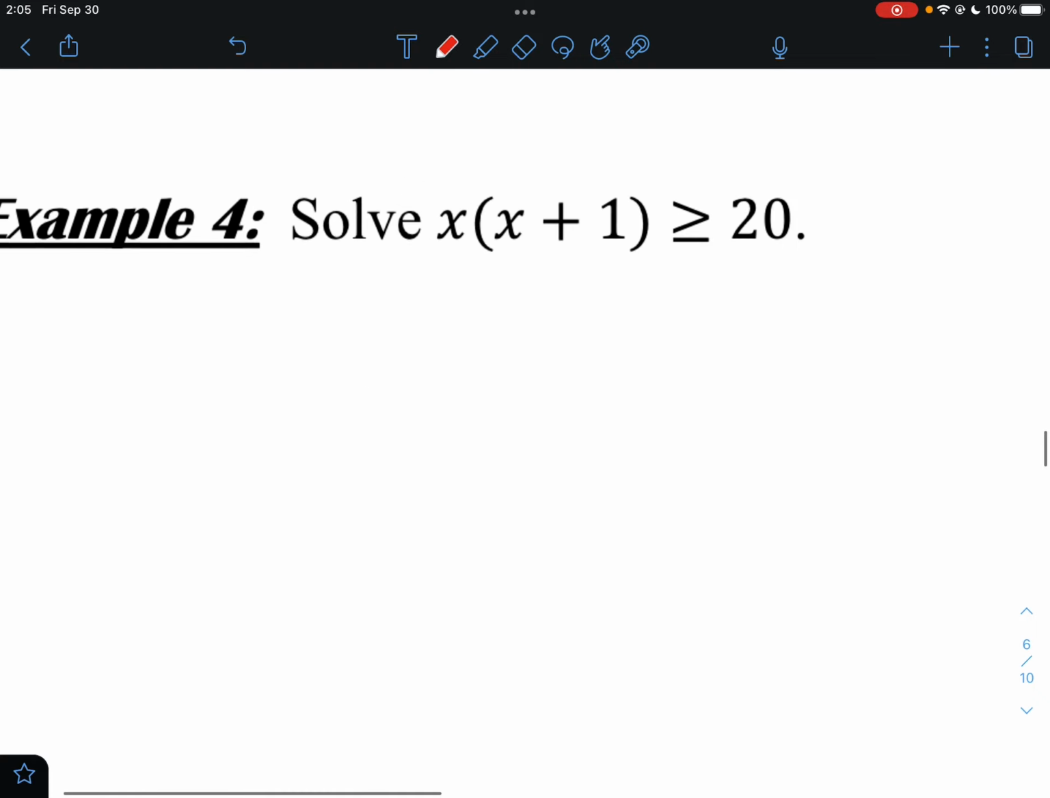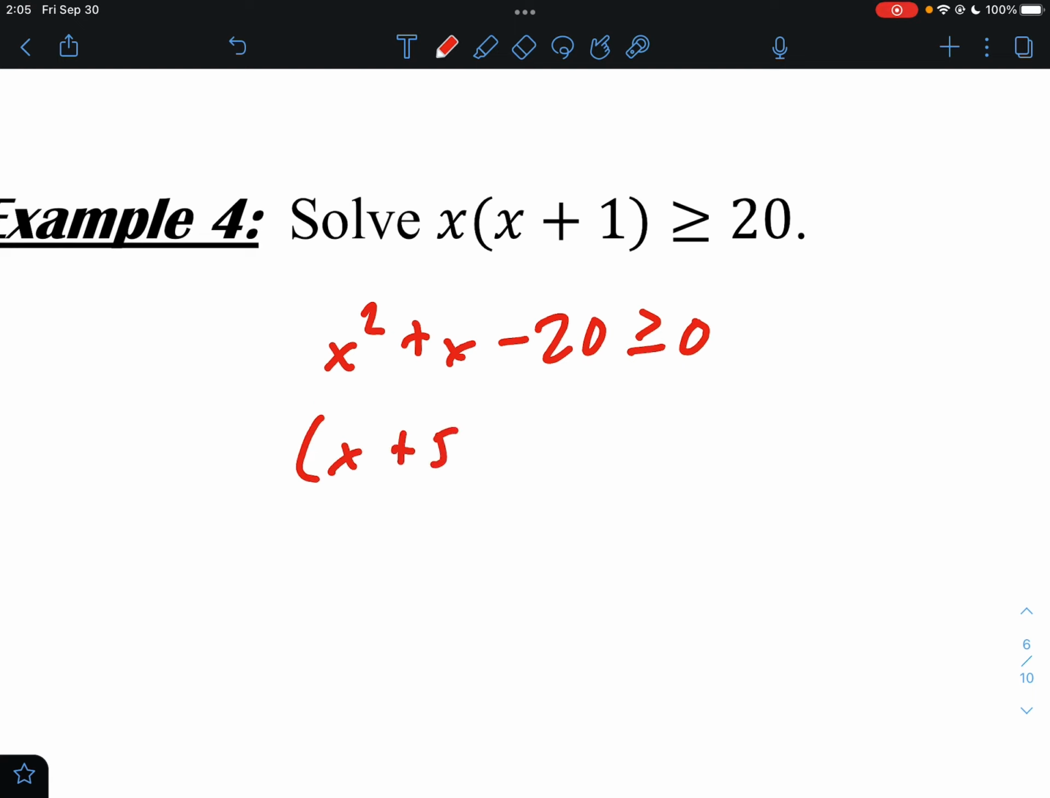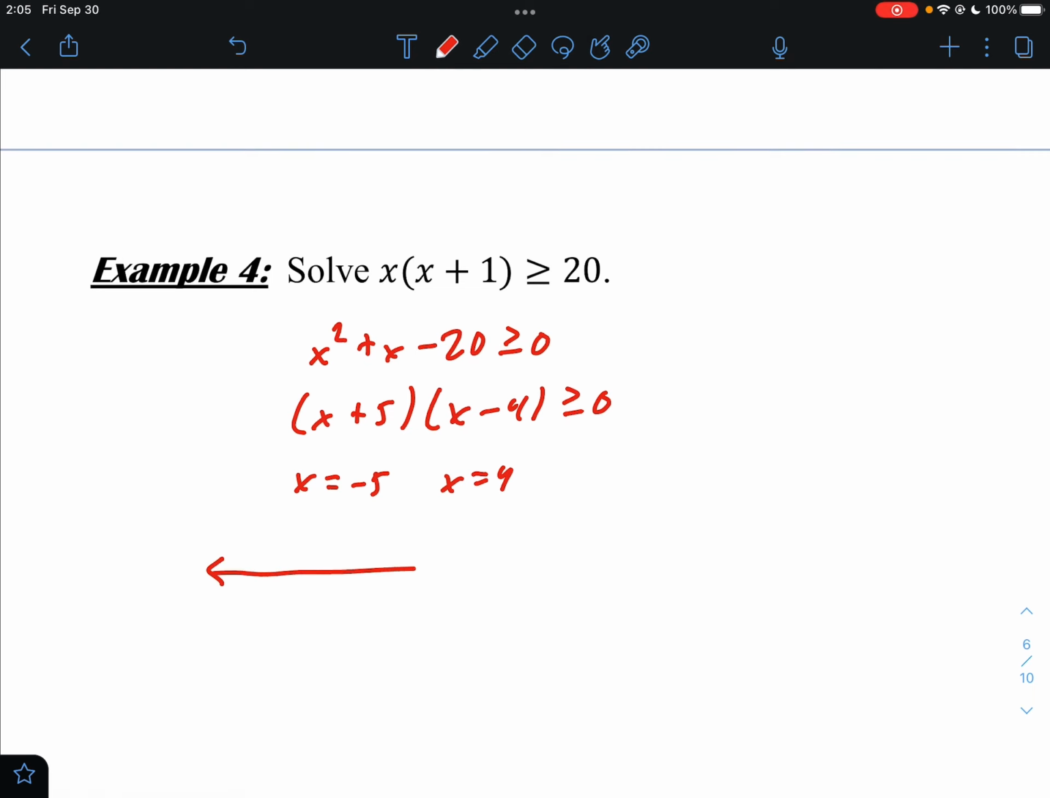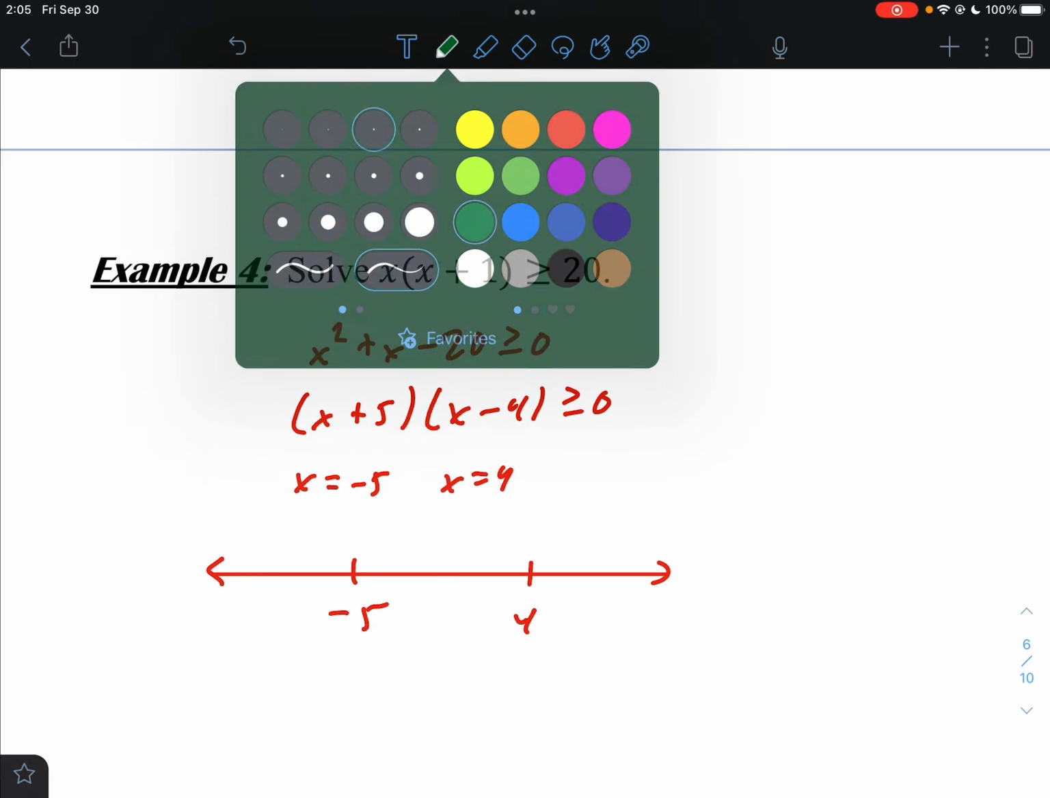Number 4. It looks like it's in factored form, but in fact it is not. So what we're going to do is we're going to distribute the x in and bring the 20 over to this side. And then I'm going to put it in factored form. So my critical points are -5 and 4. And they're going to get closed circles here.